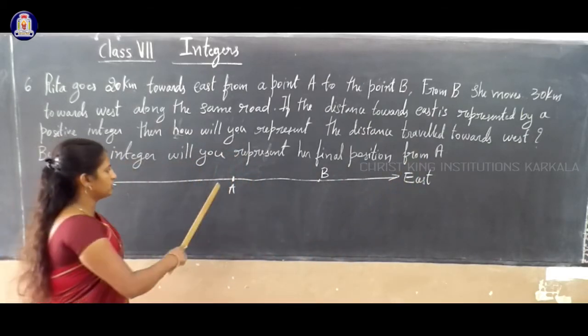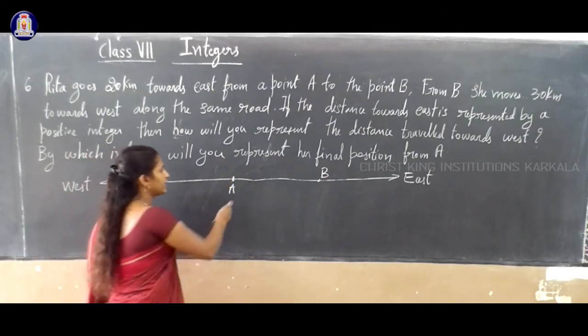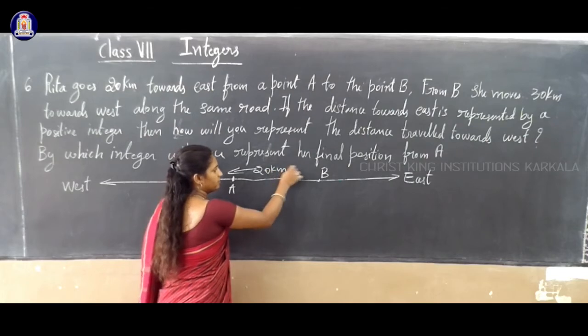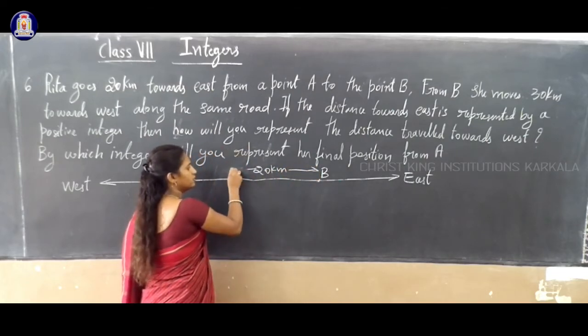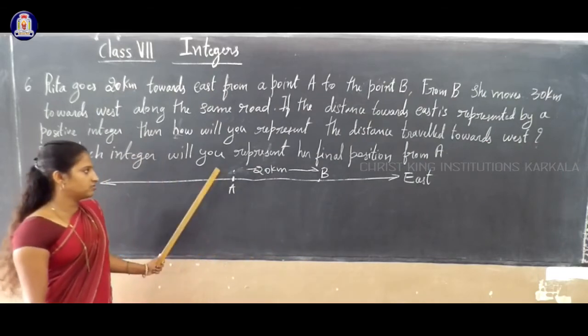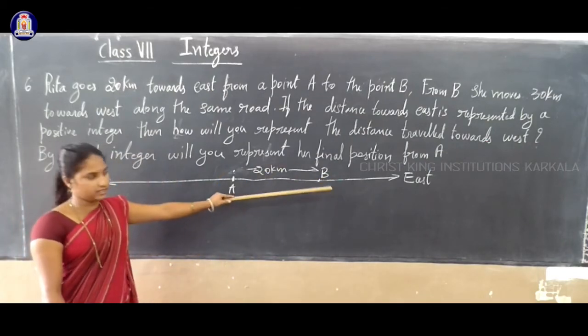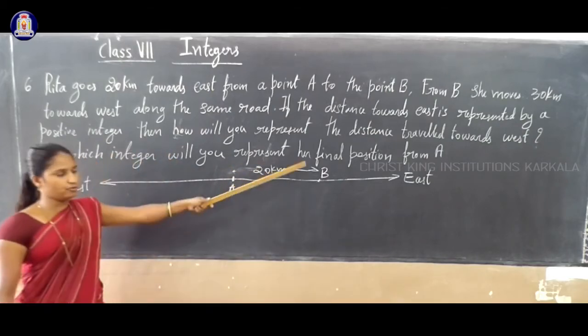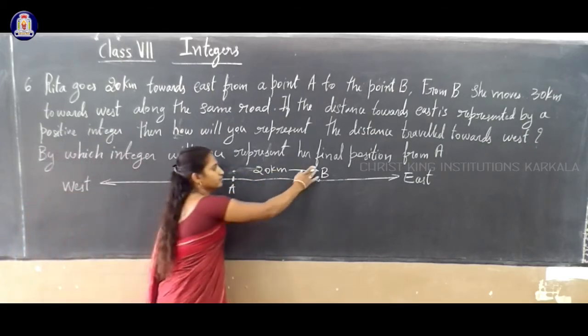This is the east side, and here it is the west side. Clear? So now Rita goes 20 kilometer from point A to B. So from here to here it is 20 kilometer. She will travel in the direction of east. Clear? East direction like this. 20 kilometer from A to B.